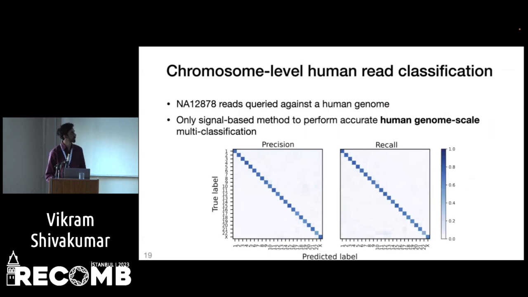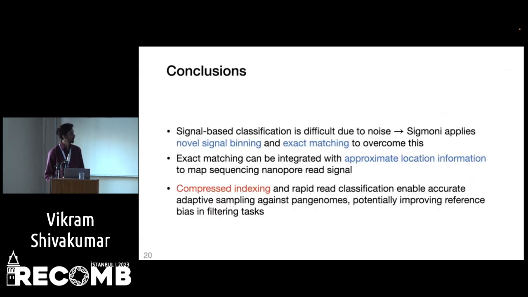And so some conclusions: signal-based classification is very difficult due to the noise in nanopore signal, but Sigmoni is able to apply this signal binning procedure and use exact matching to overcome this. And so we can also represent a way to get approximate location information using the R index, which we've shown to map sequencing nanopore read signal. And we also show that compressed indexing is very useful in metagenomics and pangenomics applications for rapid read classification, which can potentially improve reference bias and downstream filtering tasks.